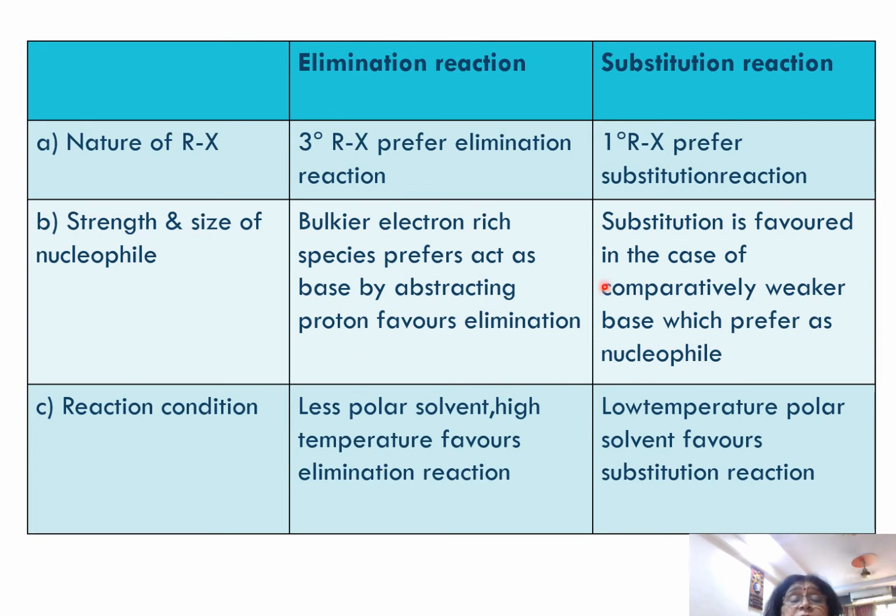Now, if you compare the elimination reaction and the substitution reaction, on the nature of RX, elimination reaction is preferred for 3-degree alkyl halides, while 1-degree alkyl halides prefer substitution reaction. Okay. Strength and size of nucleophile: bulkier electron-rich species act as a base by abstracting a proton, which favors elimination, while substitution is favored with the weaker base. Clear? Then reaction conditions. Less polar solvent and high temperature favor elimination reaction, while low temperature and polar solvent favor substitution reaction.